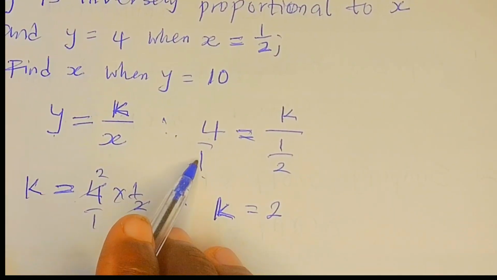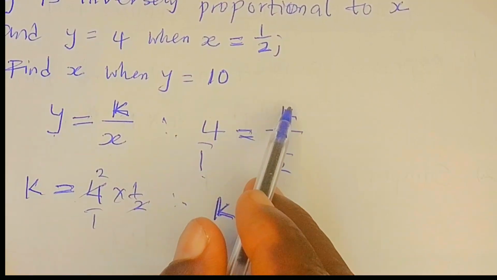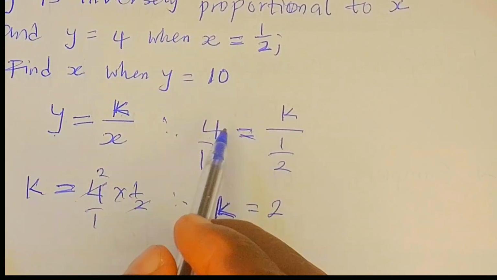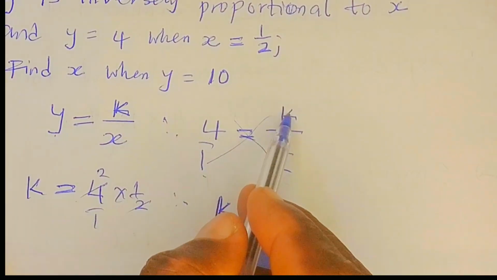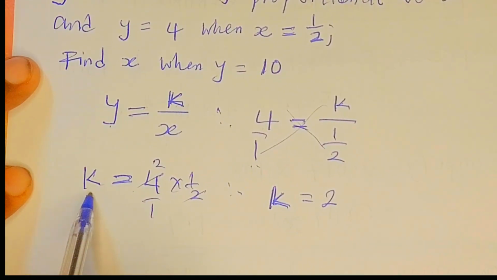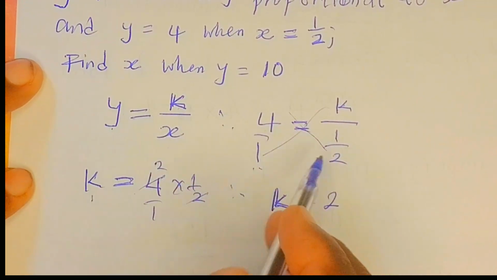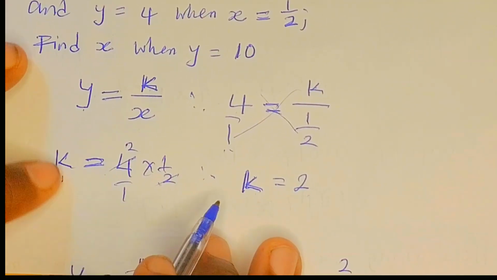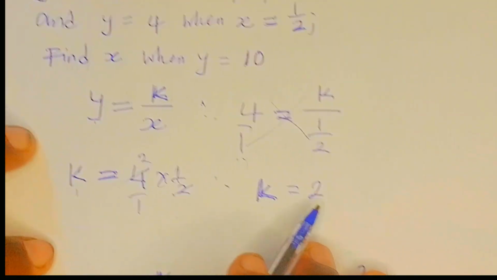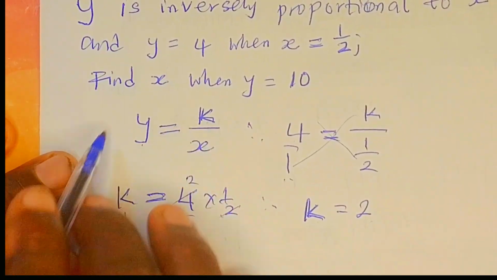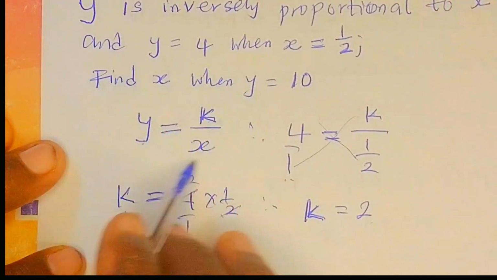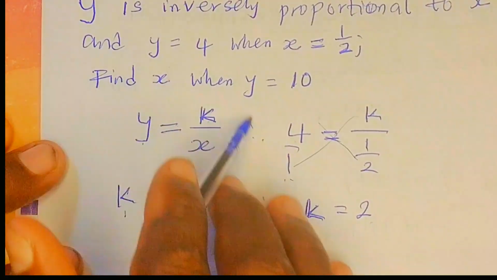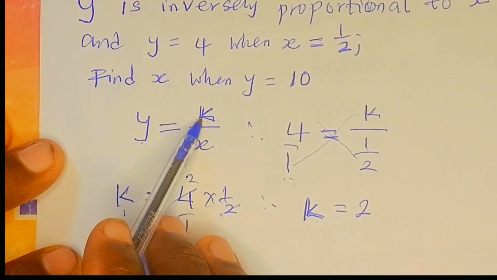We just put over 1 to balance it, and then we cross multiply. So when we cross multiply, k times 1 is k, equals 4 times half. 4 times half is 2. So we have k is 2. Now, having found that k is 2, in this formula, in this relationship, k is 2.